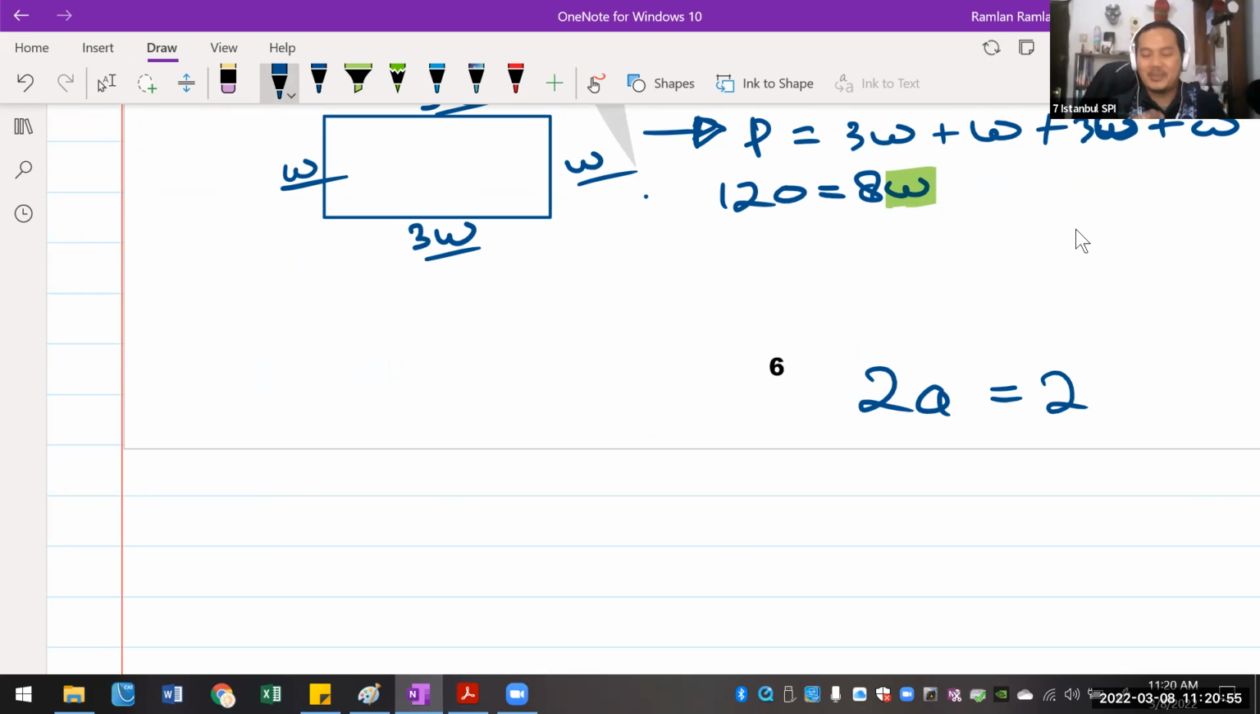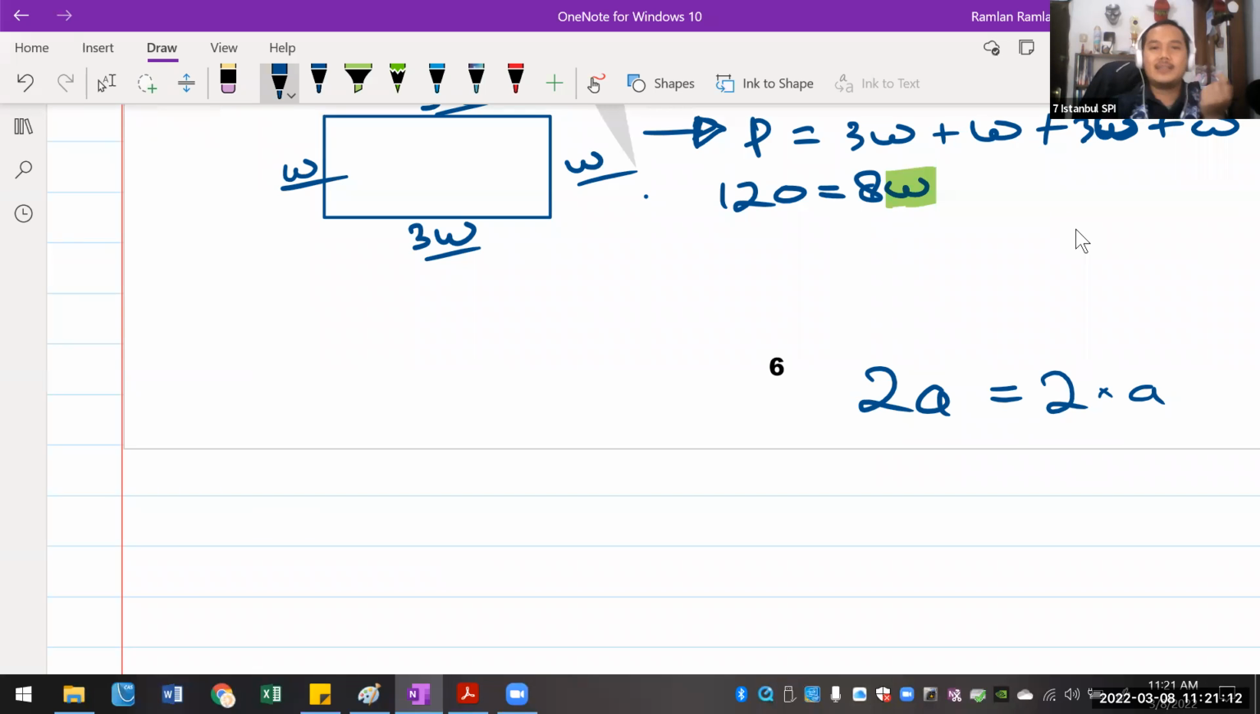Operationnya apa? Ditambah, dikurang, dikali, apa dibagi? 2 sama A ini. Dikali. Dikali gitu ya. 2 dikali A gitu ya. Berarti kalau 8W juga 8 dikali W dong, ya kan? Iya, Pak. Nah, oke. Sekarang cara simpelnya begini.